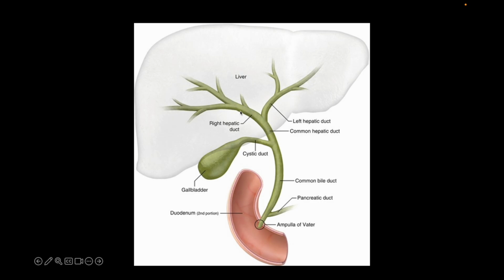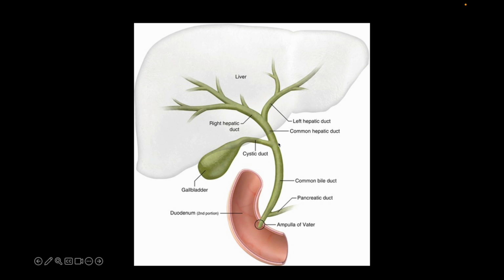The biliary tree, you've got all the little bile ducts that then form bigger ducts. You've got the left and right hepatic ducts, which then create the common hepatic duct. In the liver, the common hepatic duct is called the common hepatic duct. When it leaves the liver and it's outside of the liver, it's called the common bile duct.